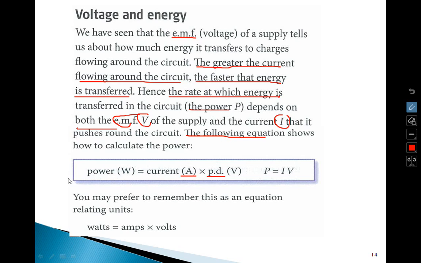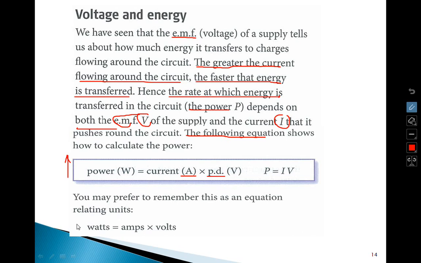To make P high, we need to make I high. The first equation shows how to calculate the power. So the power is equal to what? P, or power in watts, is equal to current times V. P is equal to V times I, or I times V.